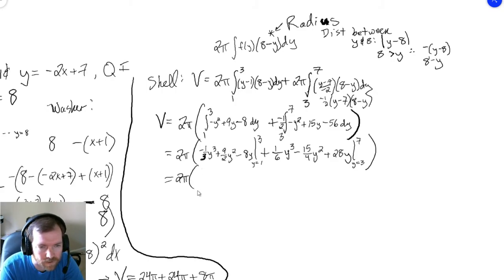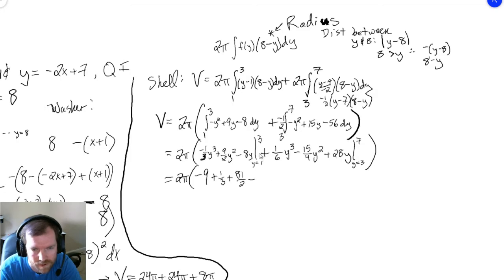Alright, 2 pi times the quantity. Here we get 3 cubed is 27 times negative 1/3 is going to be a negative 9. Minus 1 placed in is going to be a positive 1/3. Here we get 3 squared is going to be 9, so it's going to be 81 over 2, positive. 81 over 2 minus 1 plugged in gets us just 9/2.